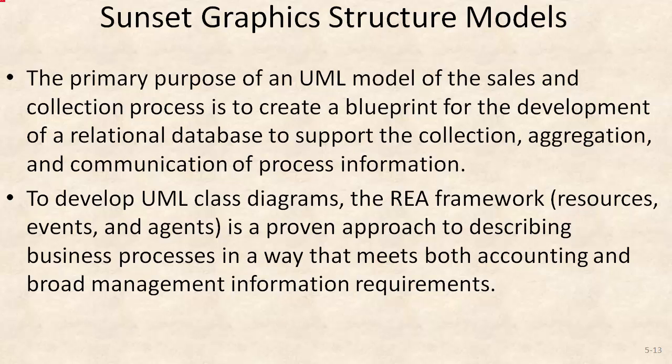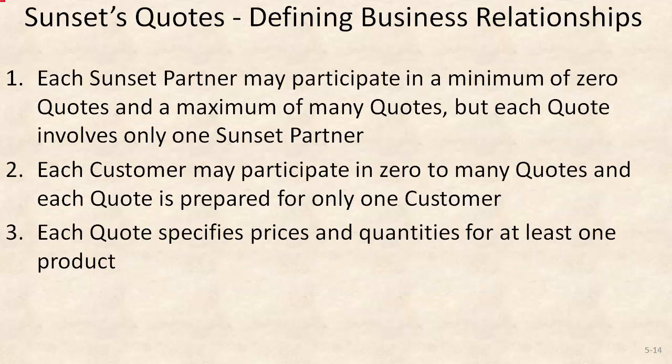The REA framework is a proven approach to describing business processes in a way that meets both accounting and broad management information requirements. For the purpose of our example, we're going to define some basic business relationships applicable to Sunset's quotes to the customer. In this case, each Sunset partner may participate in a minimum of 0 quotes and a maximum of many quotes, but each quote involves only one Sunset partner. Each customer may participate in 0 to many quotes, and each quote is prepared only for one customer, and each quote specifies prices and quantities for at least one Sunset Graphics product.